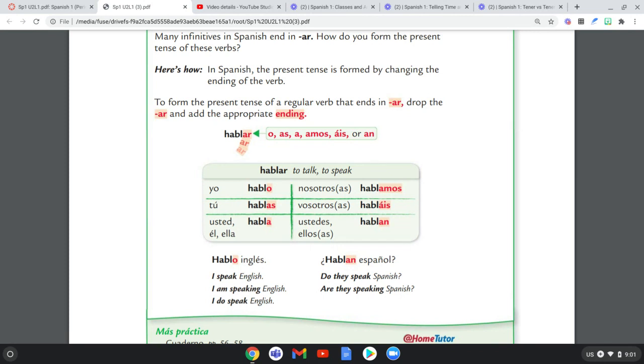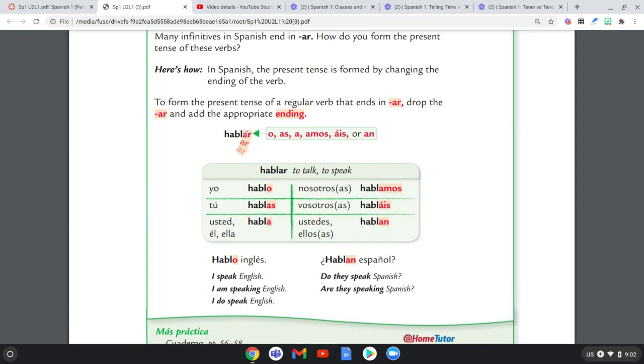In order to change the spelling, you have to drop the AR, the two letters at the end, and then you add the new ending. So look, hablar looks like HABLAR. We're going to take away this AR. You can see it falling away. It's getting lighter and lighter.